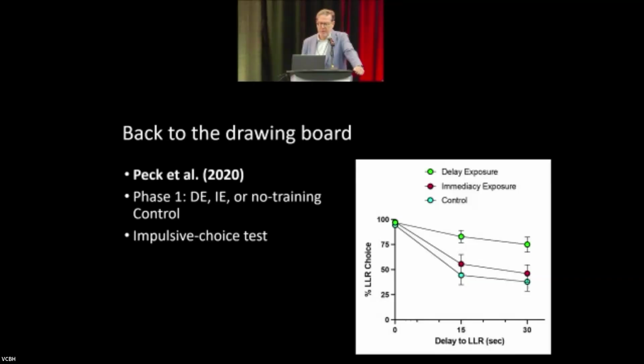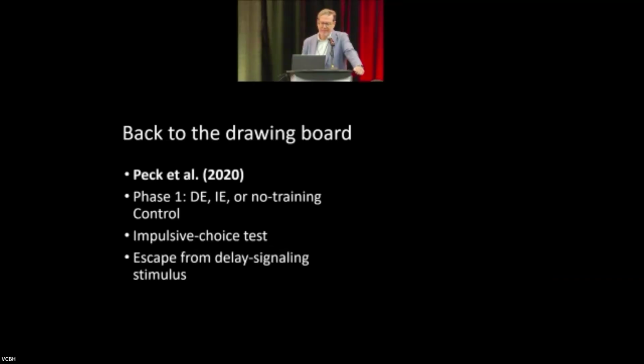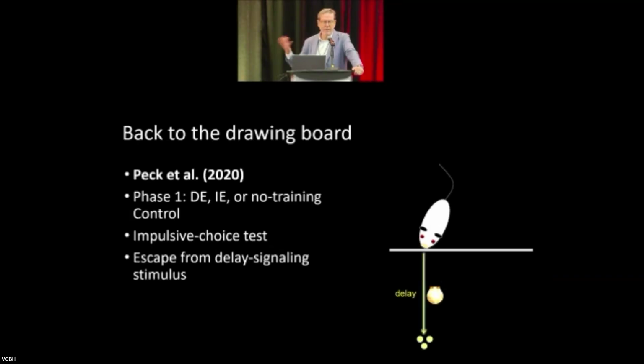But in this experiment, we included an escape from delay signaling stimulus condition. So what we did was, on forced choice trials for the larger later reward, when the rat went over there and pressed the lever, the usual consequence occurred. They get a delay signaled by a cue light, and then they get the 3 pellet reward, which is the larger later reward. But we also put a second lever in the chamber. And if the rat pressed that lever, the only consequence was that it turned off the cue light.